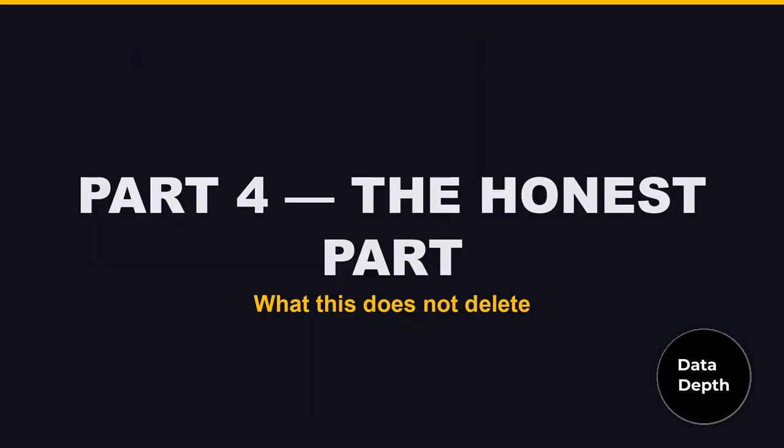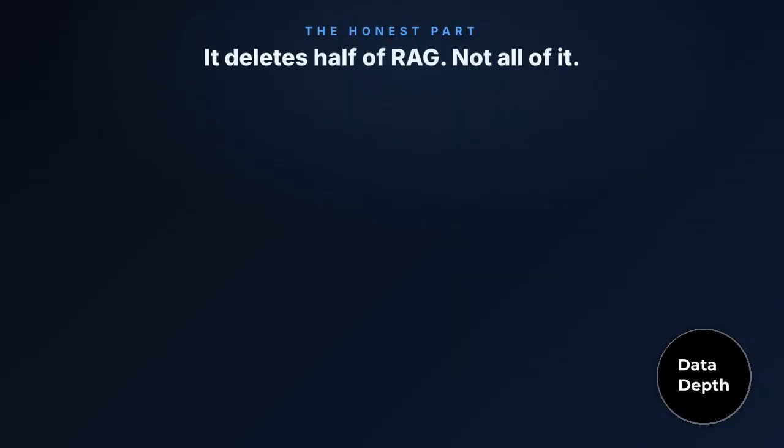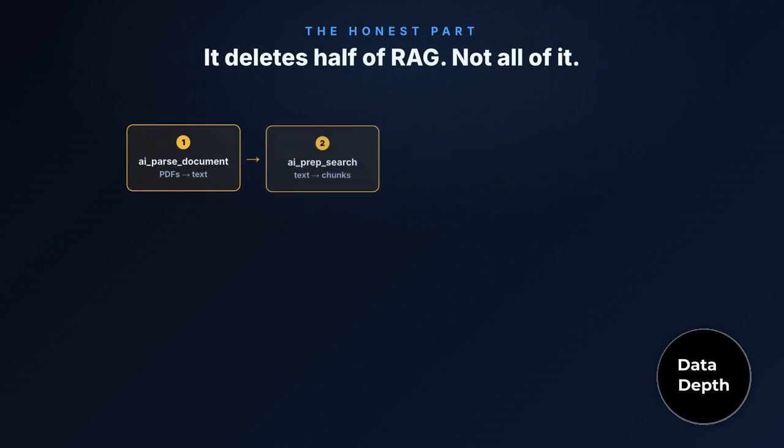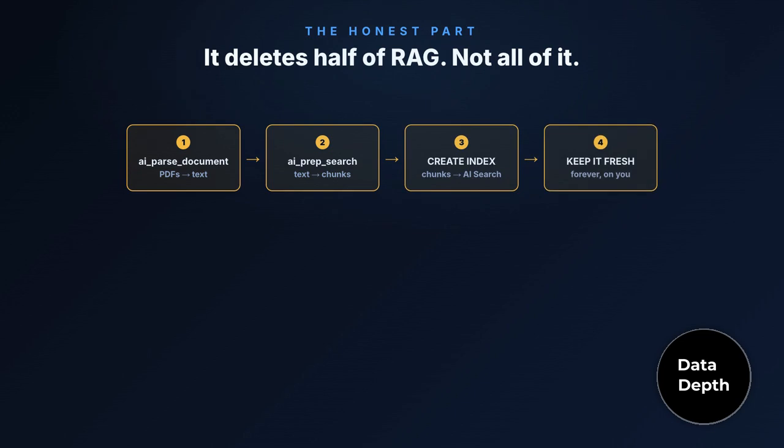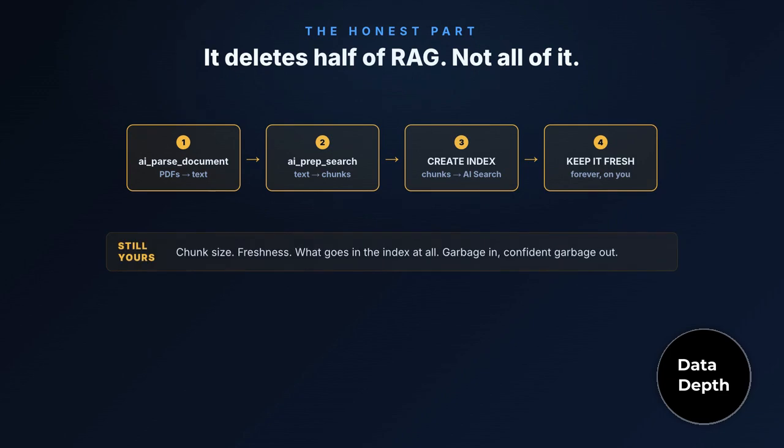Now the part the launch posts skip, and the part that saves you an awkward meeting. AI search deletes the serving half of RAG. It does not touch the ingestion half. You still have to turn documents into text with AI parse document. You still have to chunk them into search-ready pieces with AI prep search. You still have to create the index, and far more importantly, keep it fresh, forever.